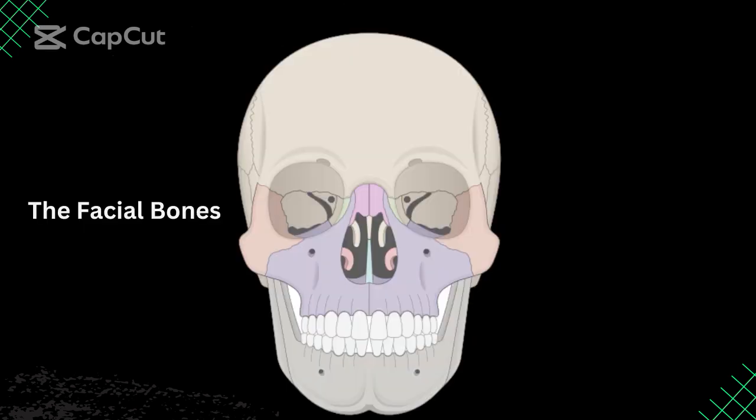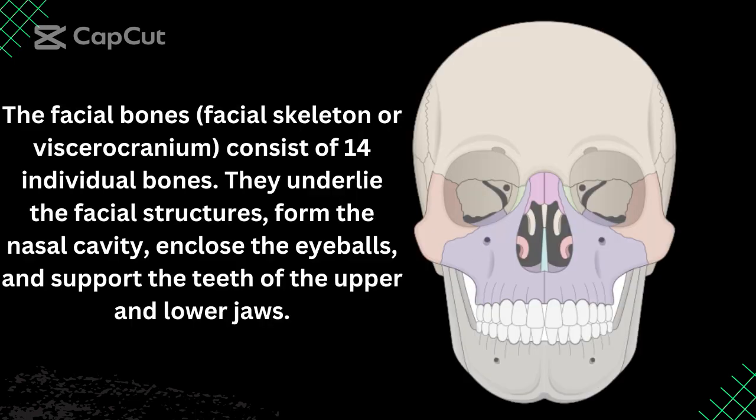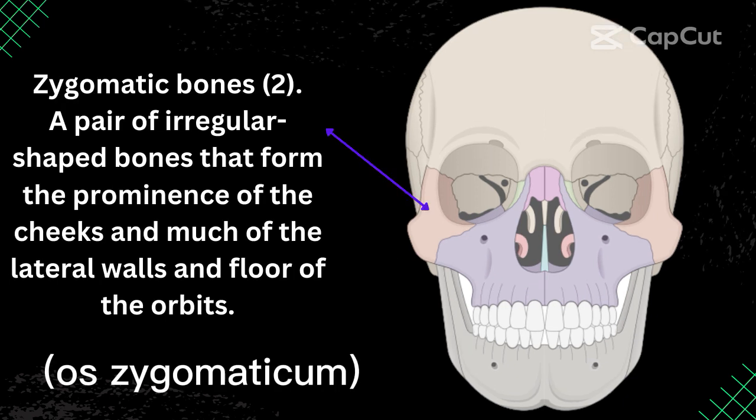The facial bones. The facial bones, facial skeleton or viscerocranium, consist of 14 individual bones. They underlie the facial structures, form the nasal cavity, enclose the eyeballs, and support the teeth of the upper and lower jaws. Zygomatic bones. A pair of irregular-shaped bones that form the prominence of the cheeks and much of the lateral walls and floor of the orbits.